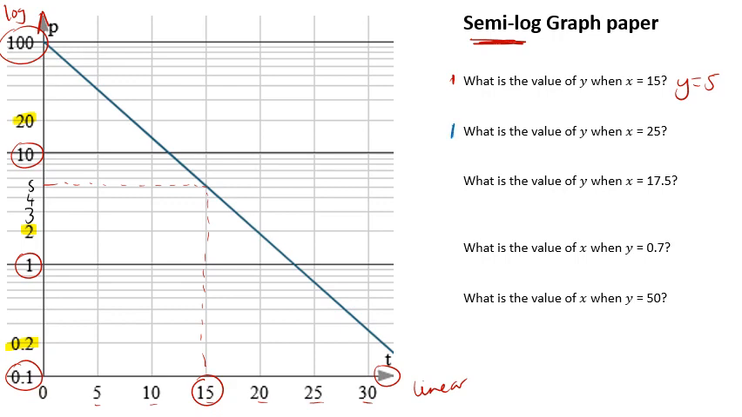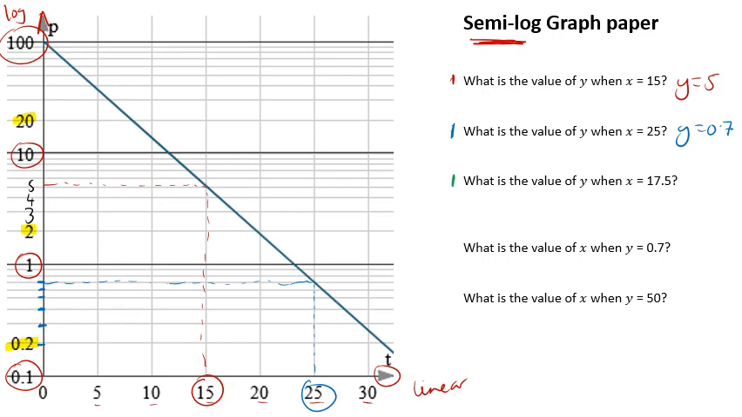Next one. Value of y when x is 25. So here's x is 25. We follow up to the line, and then we follow across here. Now that was 0.2 we were shown, so 0.3, 0.4, 0.5, 0.6, 0.7. Y is 0.7 when x is 25.